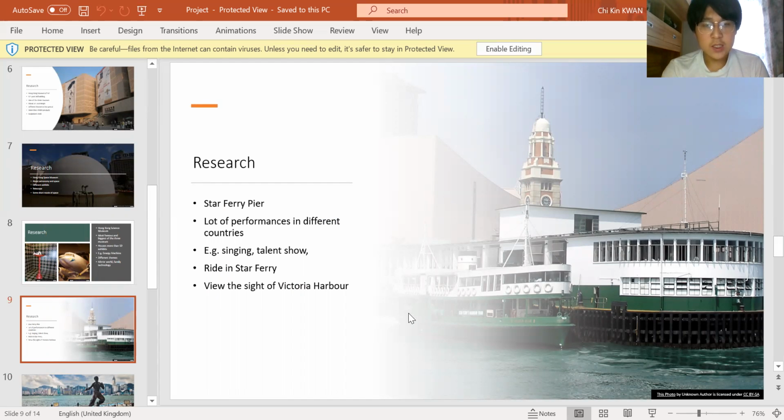The other site is the Star Ferry Pier. At the Star Ferry Pier, you can see the whole view of Victoria Harbour in Hong Kong. And there are a lot of performances, such as singing, magic shows, and talent shows, etc. You can also ride the Star Ferry to view the sights of Victoria Harbour.